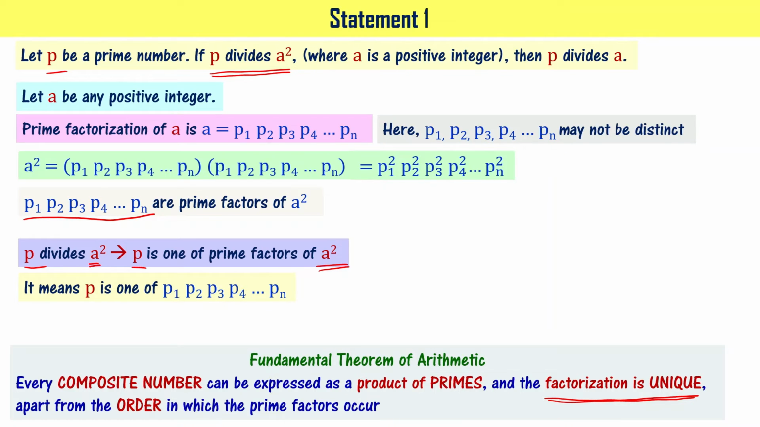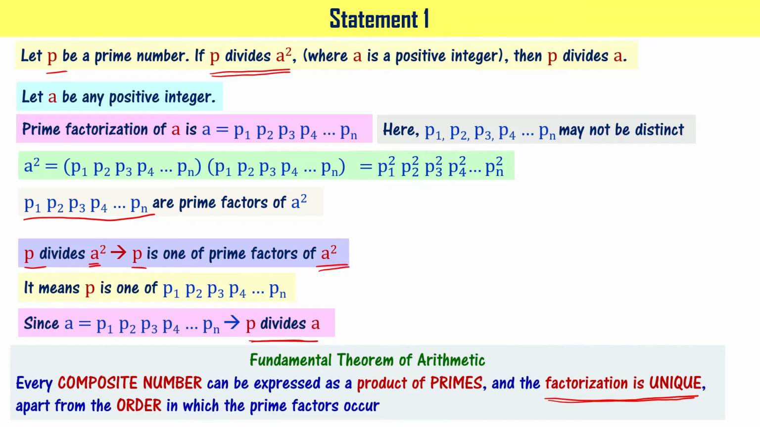It means P is one of these numbers, P1, P2, P3, P4 up to Pn, any of the numbers for that matter. Since P is one of these numbers, we can say that P divides A also, right? Prime factors of A are P1, P2, P3, P4 up to Pn. We have said that P is one of those numbers. Let's say that P is P3. Then automatically here you have P3. For that reason, we can say that P also divides A.